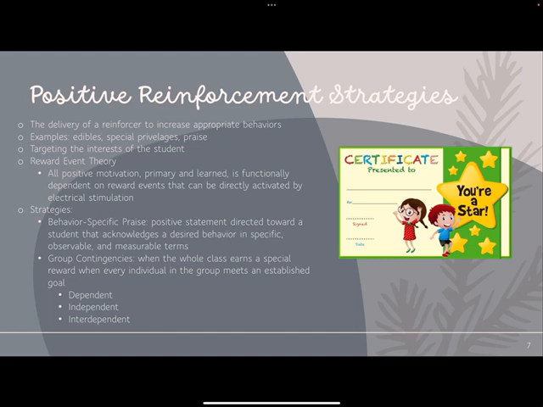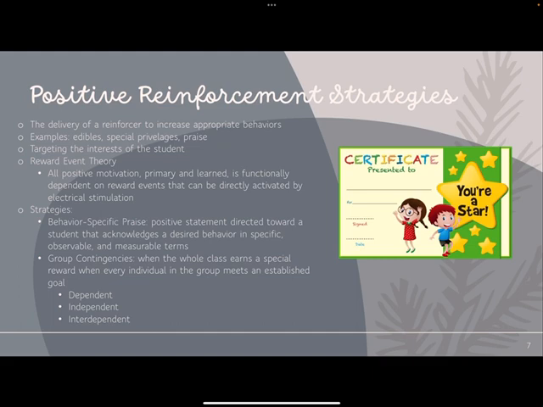The reward event theory states that all positive motivation, primary and learned, is functionally dependent on reward events that can be directly activated by electrical stimulation within the brain. So there are literally research studies that show that there are neurons in our brain that are activated by these motivators. That's awesome. That's so interesting to me.